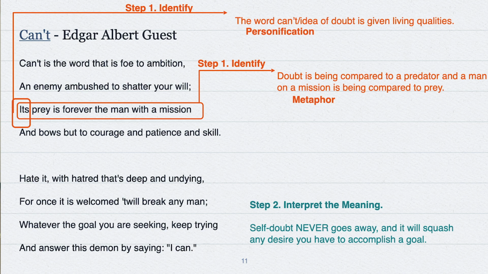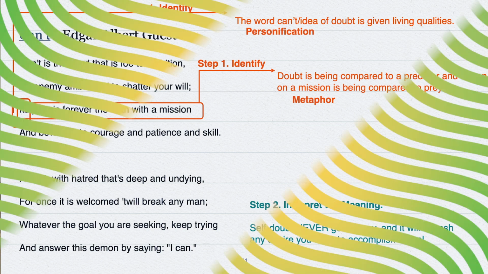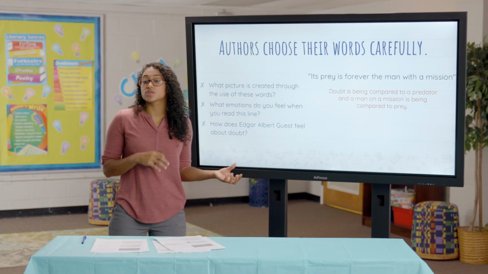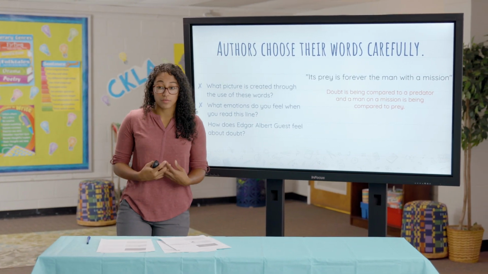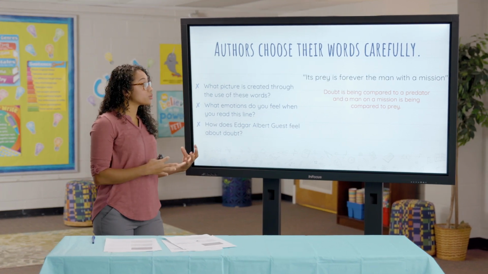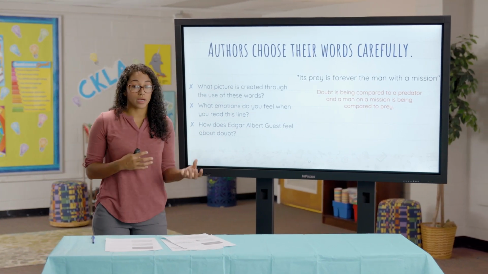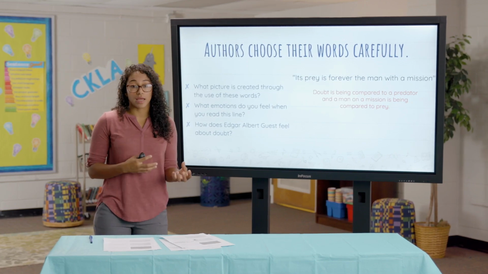And I also have to think about that other piece of the relationship between predator and prey, where the predator's ultimate goal is to hunt and kill the prey. And it helps us understand that not only does self-doubt never go away, but if you let it in, it will squash or kill any desire you have to accomplish a goal. Remember, authors choose their words very, very carefully. Our author chose to compare doubt to a predator and a man on a mission to prey.